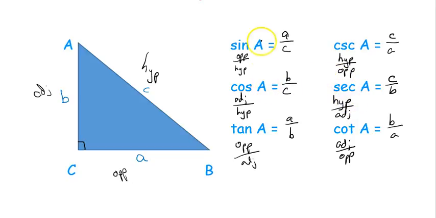Now, notice one of the mistakes that people make is they want to pair sine and secant as being flips, but they're not.